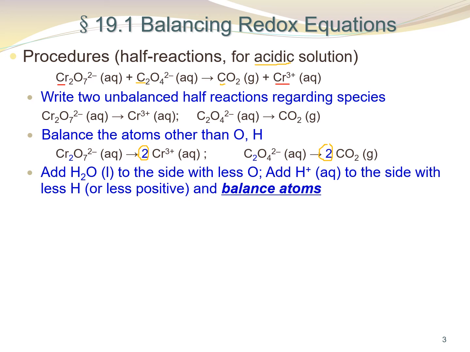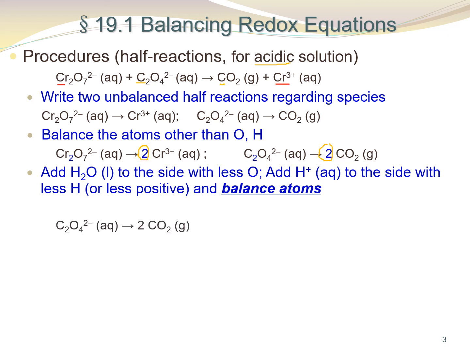My preference is to determine H plus first. So I'm going to add H plus to the side with the less hydrogen, or I'm going to add H plus to the side with the less positive charge, because H plus itself is positive charge. Then I'm going to add H2O on the other side. So once we realize which side we add H plus and which side we add H2O, we balance atoms for this half reaction.